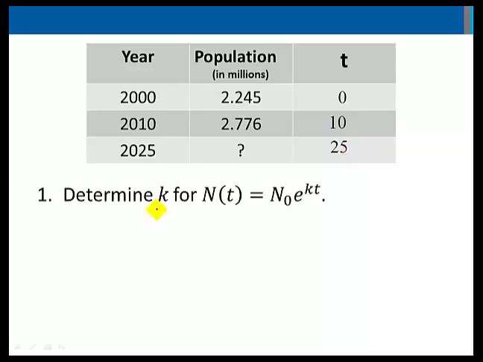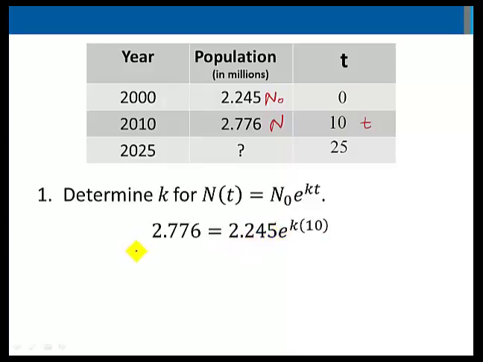Next, we want to determine k for n of t equals n naught times e raised to the power kt. To do that, I will set n naught equal to 2.245, and I will look at the year 2010 when I know that t is equal to 10. I will let n be equal to 2.776. So n is 2.776 in the year when t equals 10, and I have n naught of 2.245 in my formula.